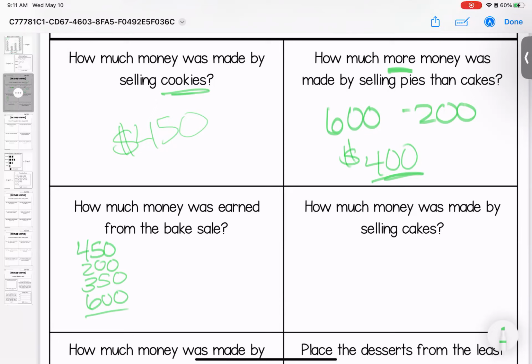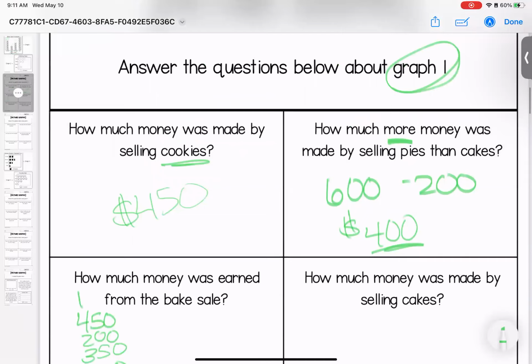But if I stack them, I have a bunch of zeros. 5 and 5 is 10. 6 and 4 is 10. 2 and 3 is 5. And 1. So $1,600.